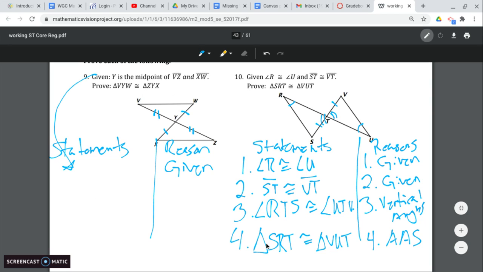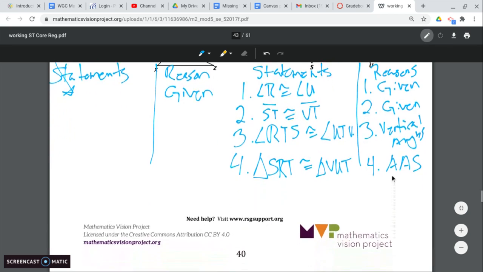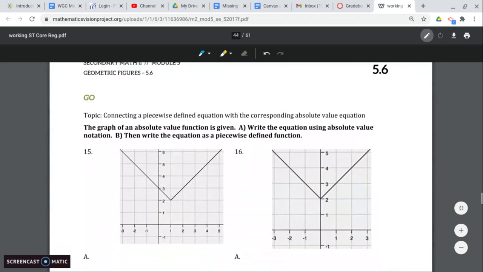And then remember, your last statement, just like in mine, is going to be the proof statement. And it'll be either side, side, side, side, angle, angle, side, or angle, side, angle for your reasoning there, okay? And it is a 5-step proof. You could make it 4, depending on if you combine 2 things together.